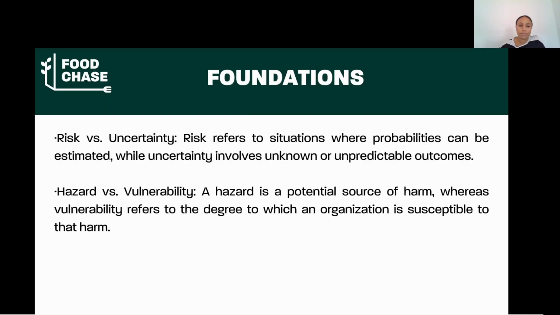So first is risk versus uncertainty. Risk refers to situations where probabilities can be estimated, while uncertainty involves unknown or unpredictable outcomes. So you genuinely do not know the odds of something happening. The other one is hazard versus vulnerability. A hazard is a potential source of harm. Vulnerability refers to the degree to which your organization is susceptible to that harm. So you can have a hazard without it causing damage if your vulnerability is low.